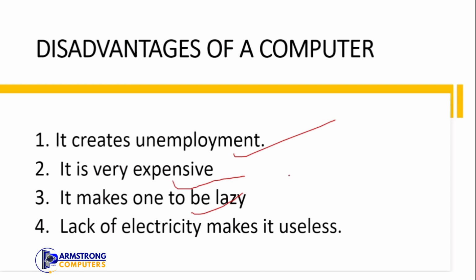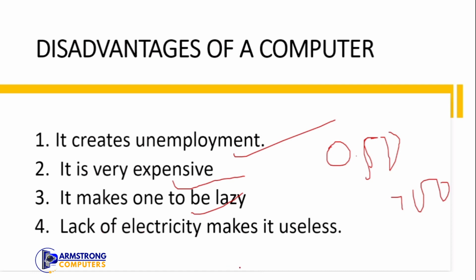Another aspect of making one lazy is that, let's assume you've gone to the market to buy tomatoes, and the tomatoes sell at 50 pesos each, and you are buying, let's say, 100 pieces. Now instead of calculating in your head, you just pull out your phone and do 50 pesos times 100, or 100 times 50 pesos, to get the answer. So it's refusing to use the mind to perform even simple tasks. That is what it means by making one lazy.